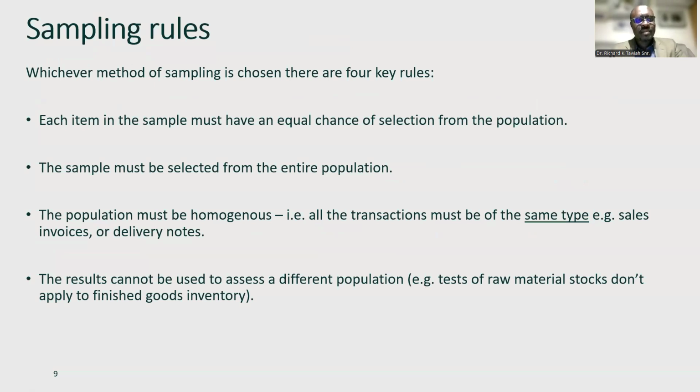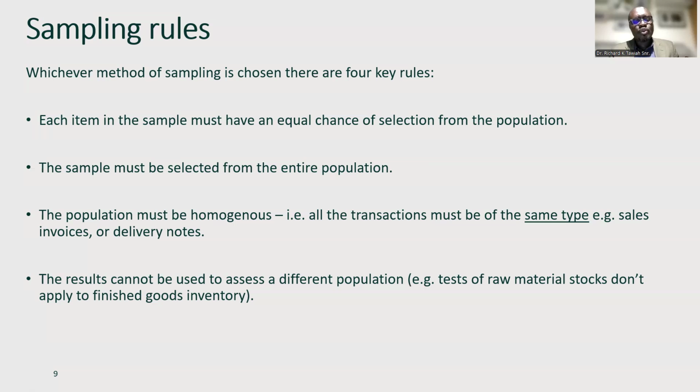There are rules in sampling. Whichever sampling method you choose, there are four rules. Each item must have an equal chance of being selected, with no bias. The sample must be taken from the entire population, not from outside, otherwise we have what we call extrapolation. Use the findings from the sample to draw conclusions for the same population. The population must be homogeneous, with the same characteristics. So if you're dealing with sales invoices, don't choose purchase invoices to mix up with sales invoices and test. No.